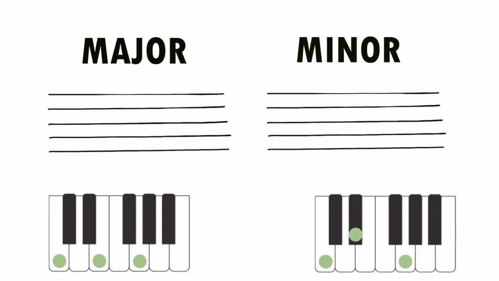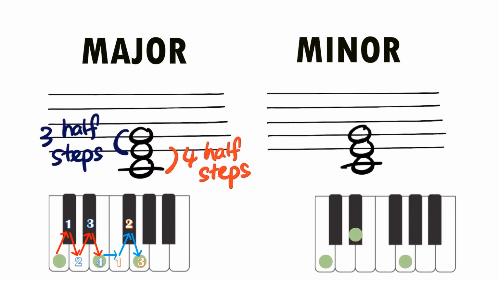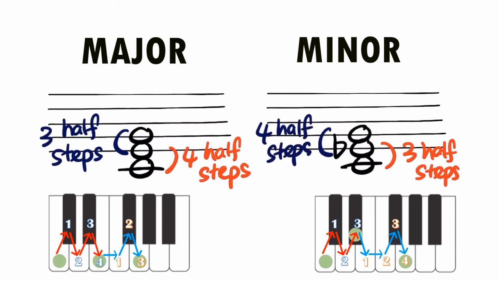So here are the 3 notes from a major chord and 3 notes from a minor chord. In a major chord, the bottom 2 notes C and E are 4 half steps apart, and the top 2 notes E and G are 3 half steps apart. So with this formula, you can create a major chord with a different root, which is the bottom note. For a minor chord, it goes the opposite way. The bottom 2 notes C and E flat are 3 half steps apart, and the top 2 notes E flat and G are 4 half steps apart.